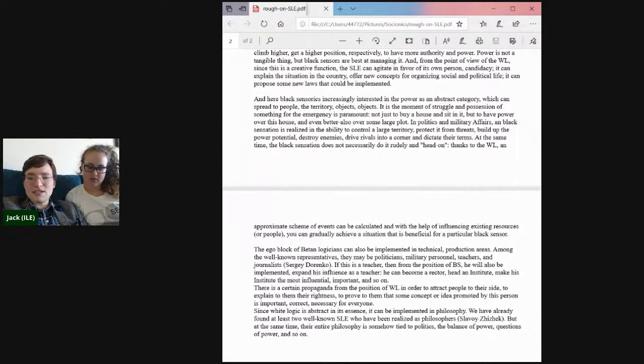Not just to buy a house and sit in it, right, but to have power over this house, and even better, also over some large plot. Basically, be able to control things in the house. If I get a house, I want to control things in the house.